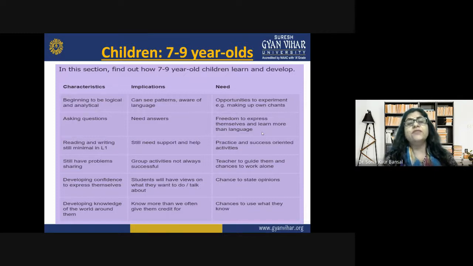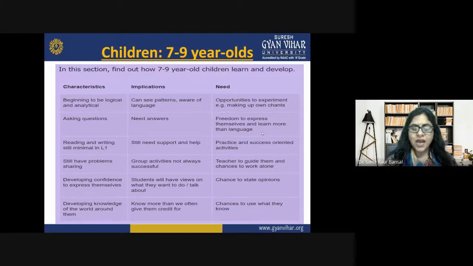So we often give them credit, but the need of this time is chances to use what they know. So application of knowledge is also very important. This is the stage when we are going to give them opportunities, so what they are telling and what they are actually feeling about something or someone. So this is what 7 to 9 year old children show in characteristics.